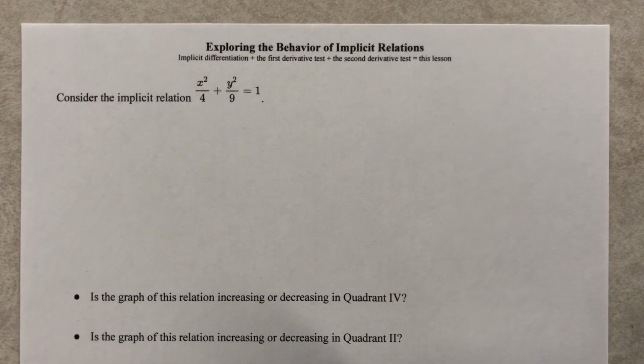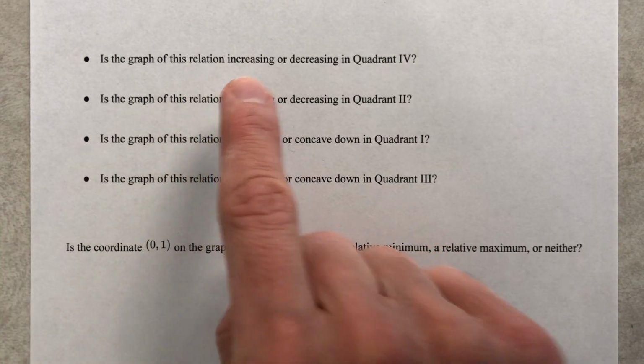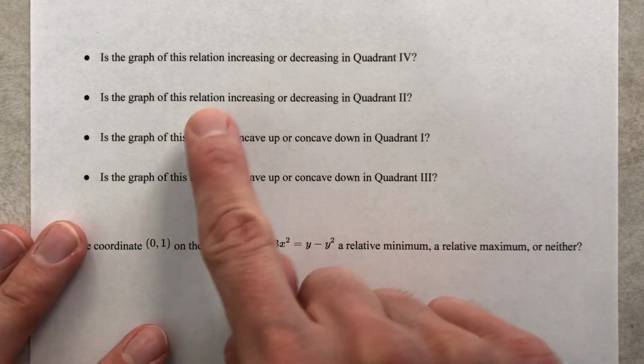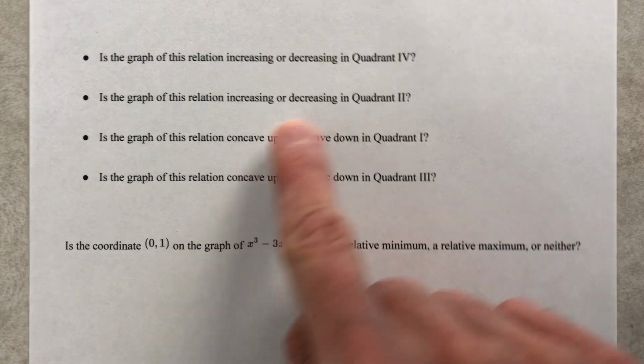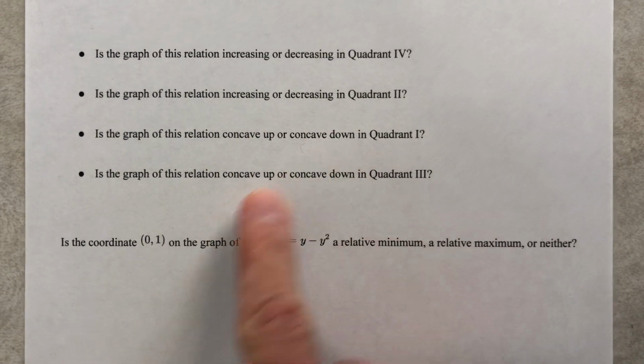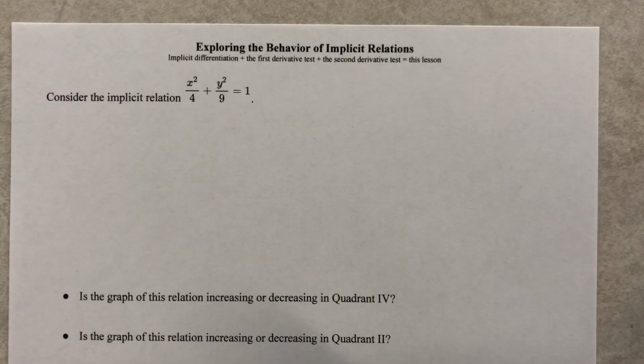So we will need the first and second derivative tests. If you scan through, is this relation increasing or decreasing? First derivative test. Concave up or concave down? Second derivative test. We're going to need the first derivative and the second derivative, so let's just jump right in.